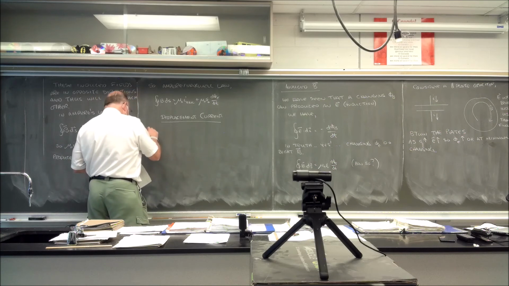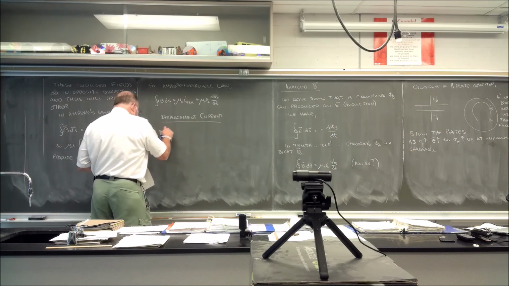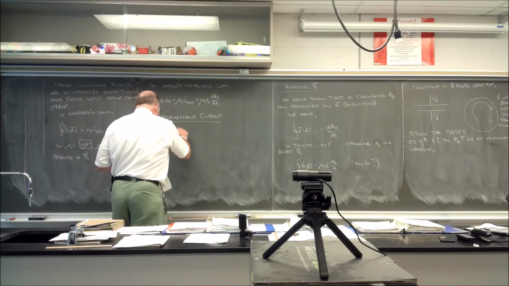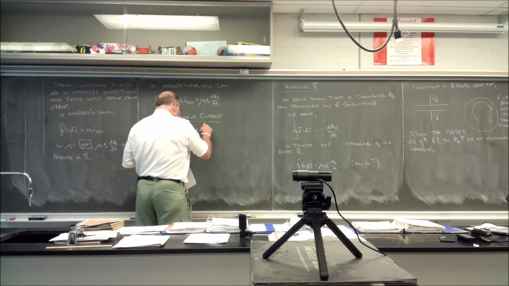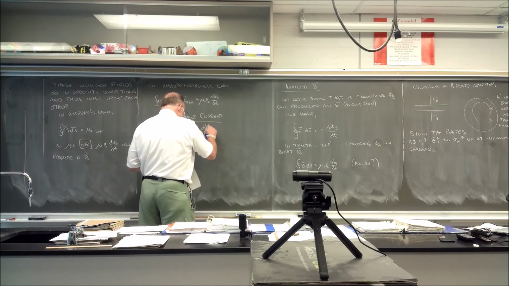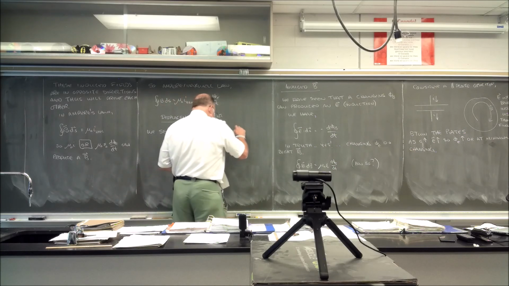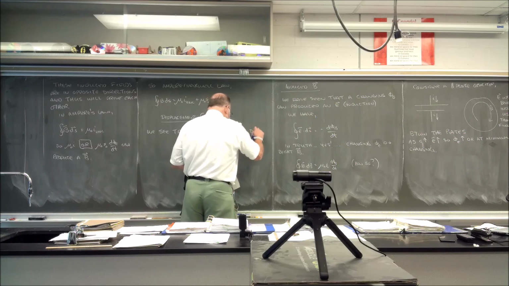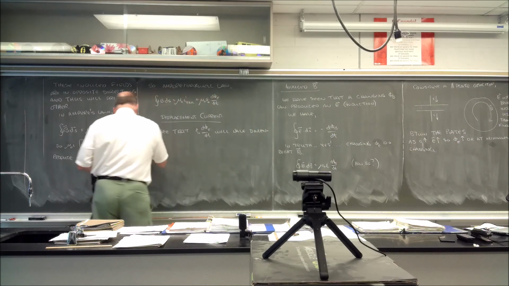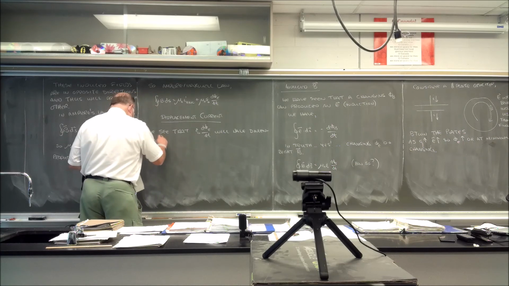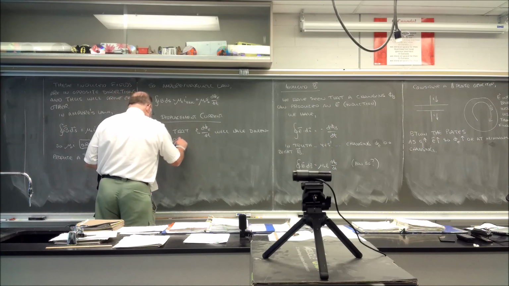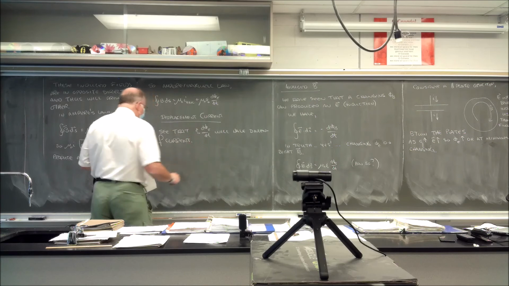So we see that epsilon naught d phi sub e dt will have dimensions of current. Now you could try unit cancellation here.